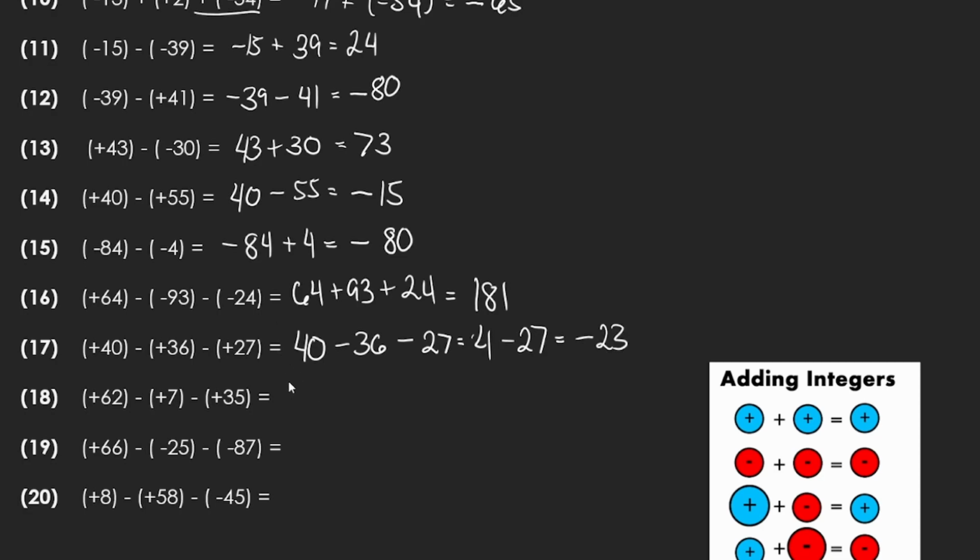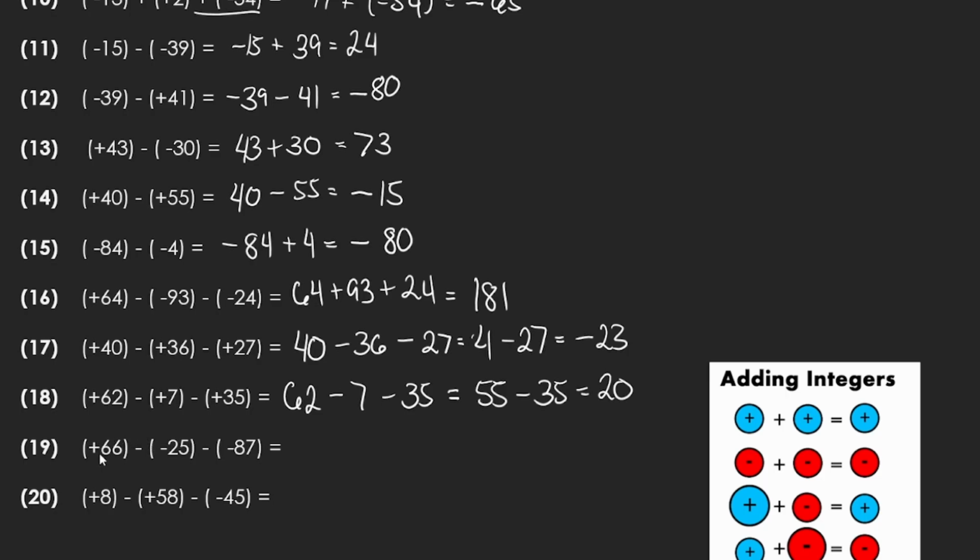Number 18. Get the first number, the additive inverse of the second number, the additive inverse of the third number. Let's add the first two. 62 plus negative 7. Different signs, so we would subtract. 62 is the higher number, so we would use its sign. The difference of 62 and 7 is 55. Copy the third number. We have now positive 55 plus negative 35. Different signs, so we would subtract. 55 is the higher number, so we would use its sign for the sum. And the difference of 55 and 35 is 20.